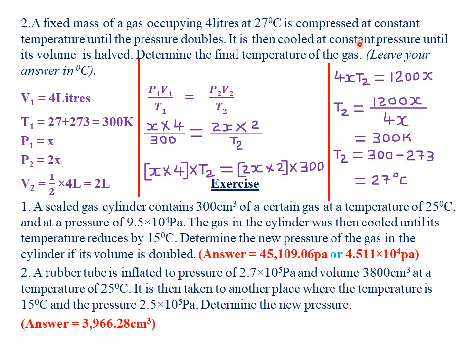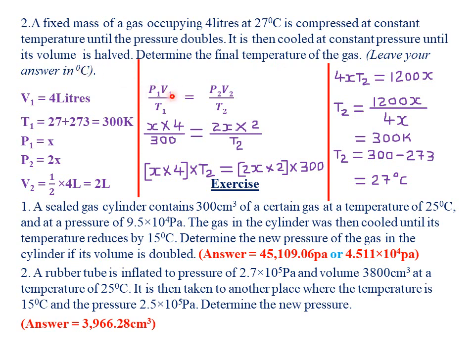Then it is cooled at a constant pressure until its volume is halved. So that simply means that if our initial volume was 4 liters, then the final volume will be a half of 4 liters. Therefore, our V2, final volume, will be a half of the initial volume, which was 4 liters. So a half of 4, you'll just get 2 liters. So we are told to determine the final temperature of the gas, then we leave our answer in degrees Celsius.